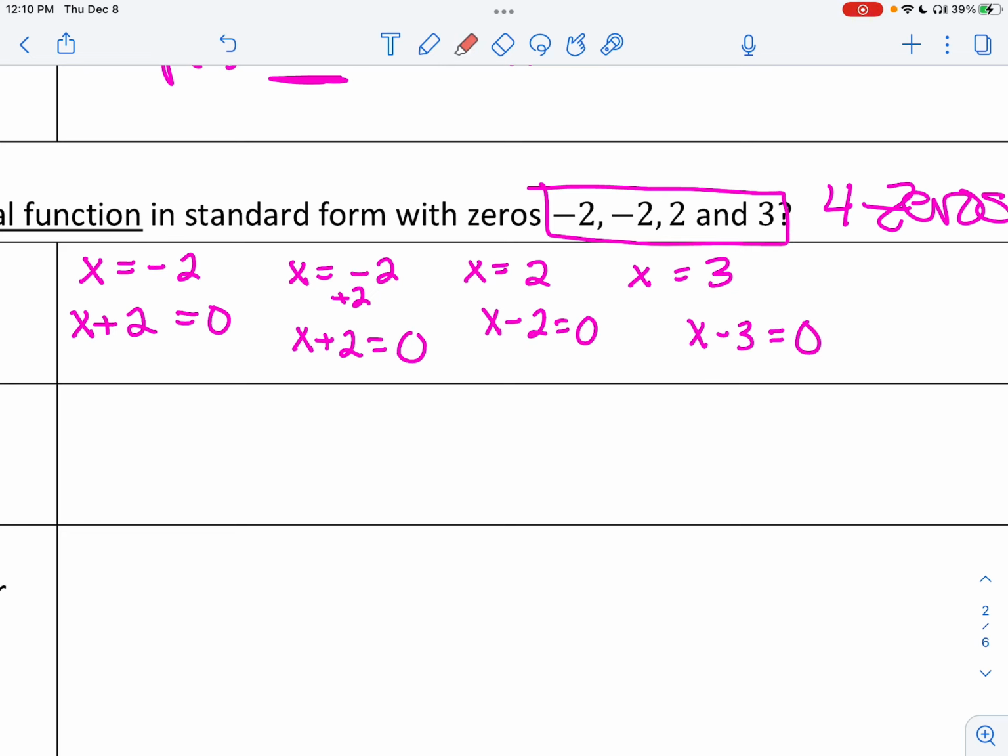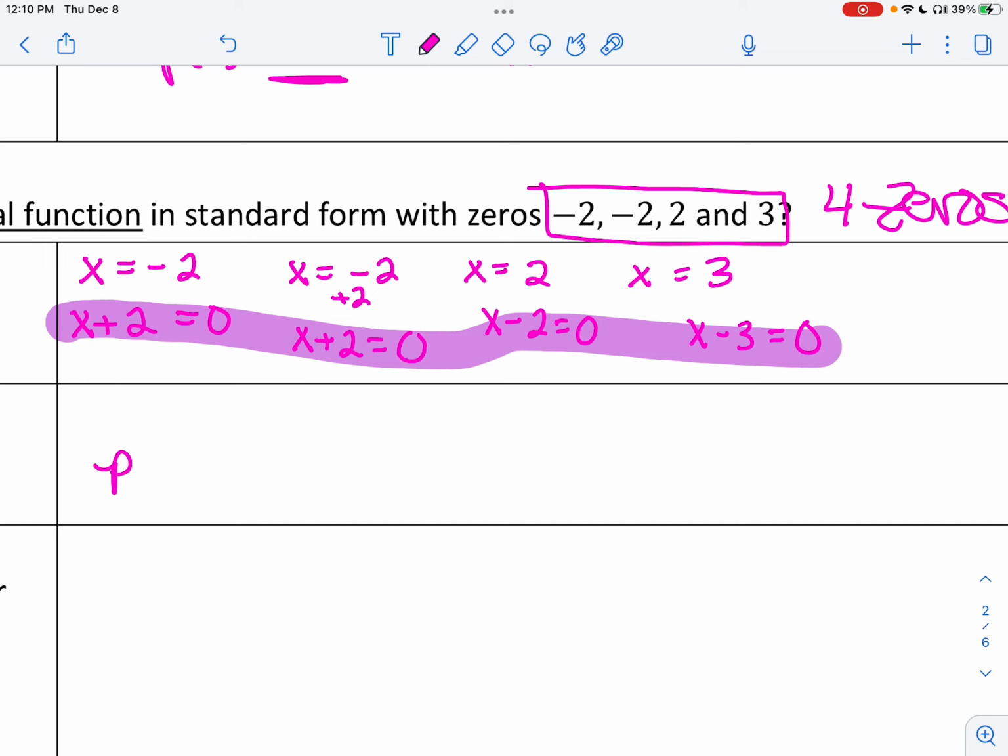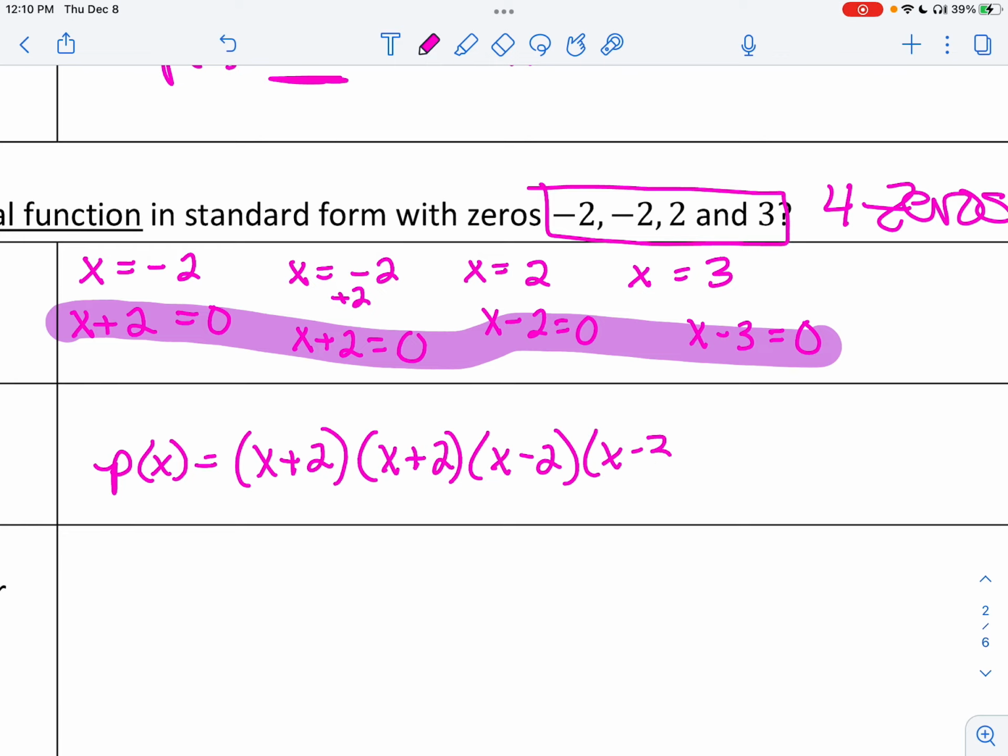I kind of skipped a step there. Call me over tomorrow if you're like, I don't know how you got those. I'd be happy to explain. So those are my roots, and now I can put those into my polynomial function. So those roots would have come from x plus 2, x plus 2, x minus 2, and x minus 3.